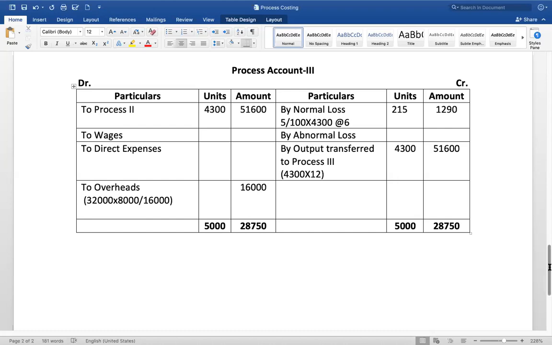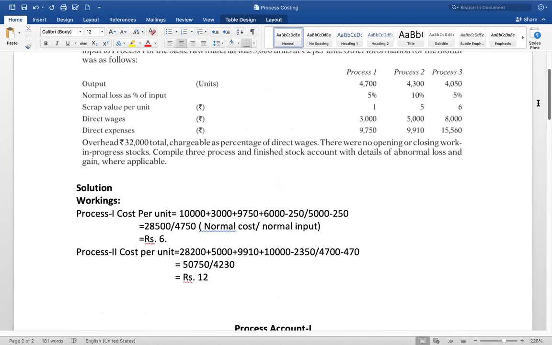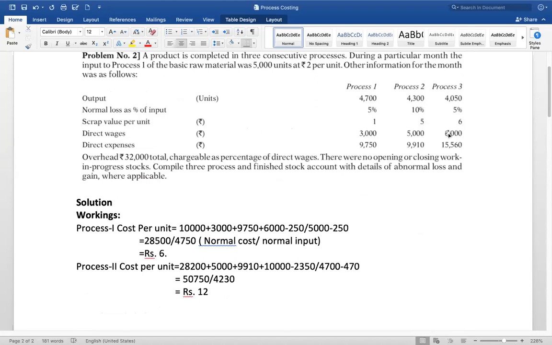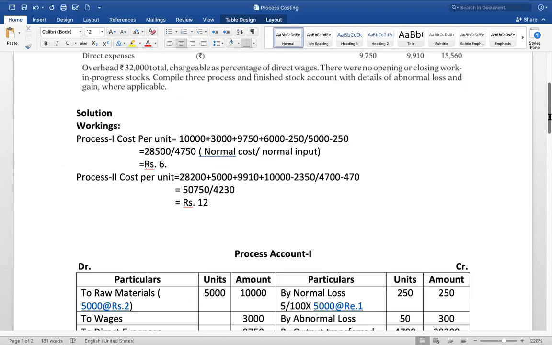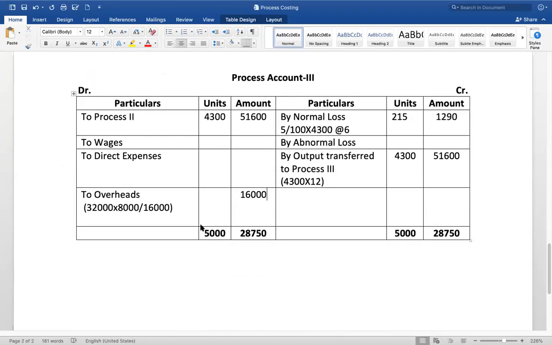Yes, 16,000. 8 by 16 into 32. Okay, 16,000. And let's come to the other expenses. So wages 8,000, direct expenses 15,560. These two we'll take: 8,000 and 15,560. So this is direct expenses.